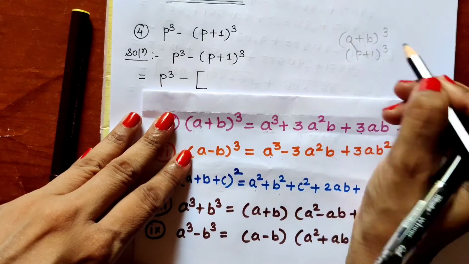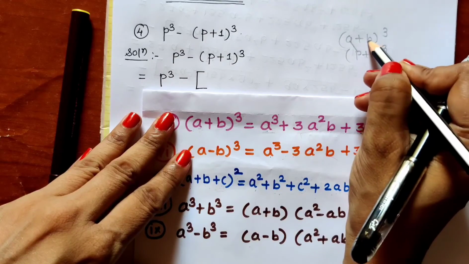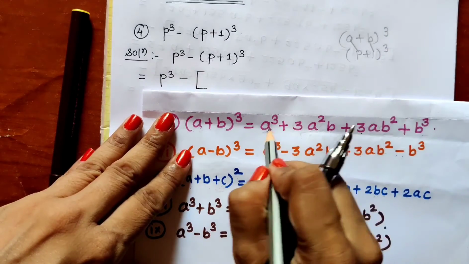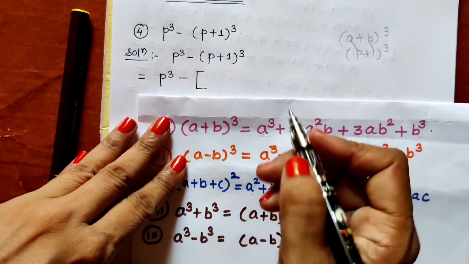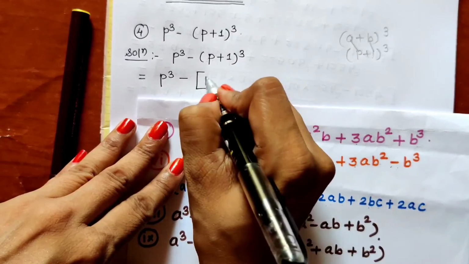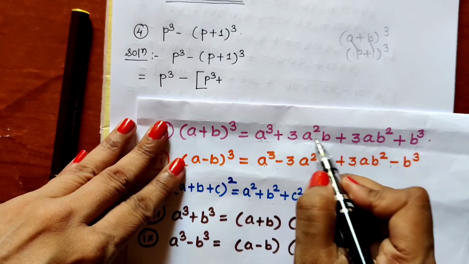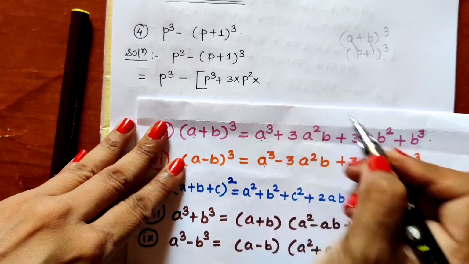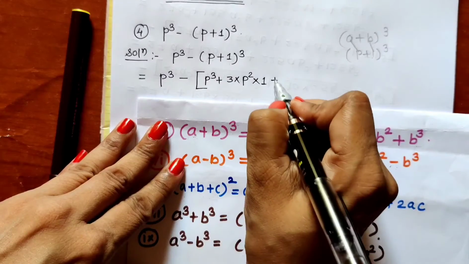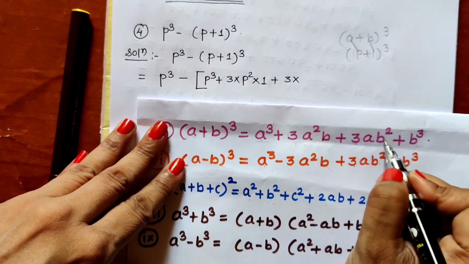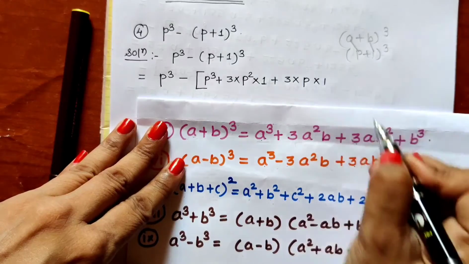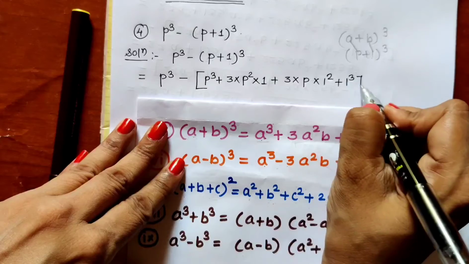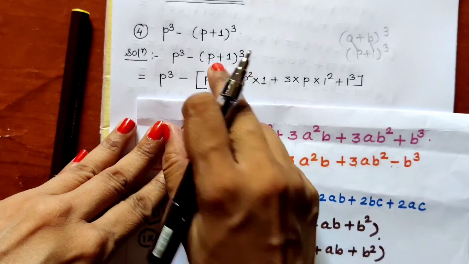So a is p and b is 1. So a cube means p cube, plus 3 into a square into b, that means 3 into p square into 1, plus 3 into a into b square, a is p and b square means 1 square, plus b cube means 1 cube. So in this way we have applied this formula to this bracket.